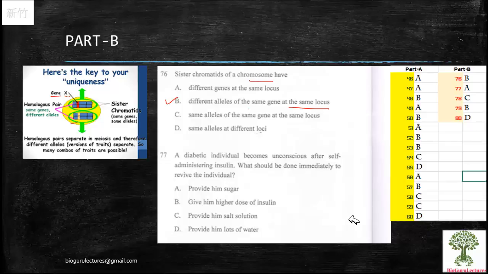Next, a diabetic individual becomes unconscious after self-administering insulin. What should be done immediately to revive the individual? Immediately you can provide energy, because the insulin which was injected may remove all the blood sugar. The metabolism will be very active, so we should immediately provide some energy for the insulin to work on and his normal metabolism to continue.